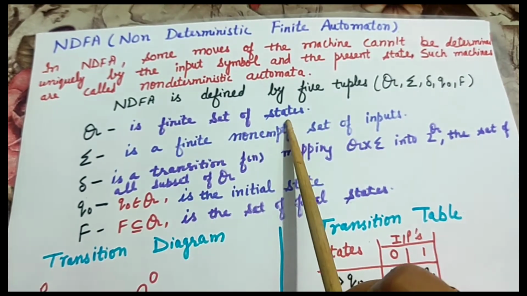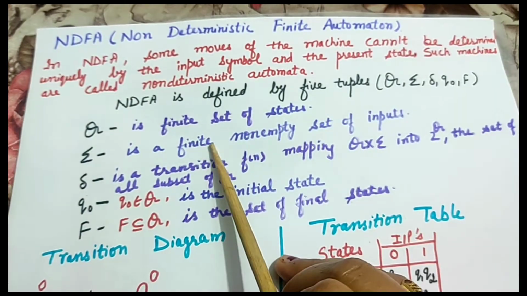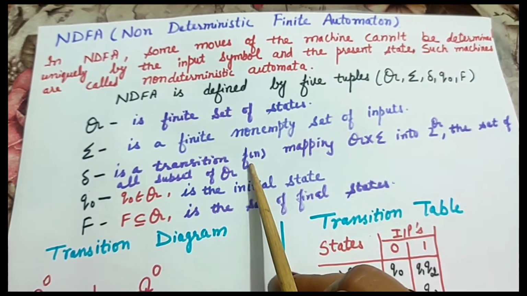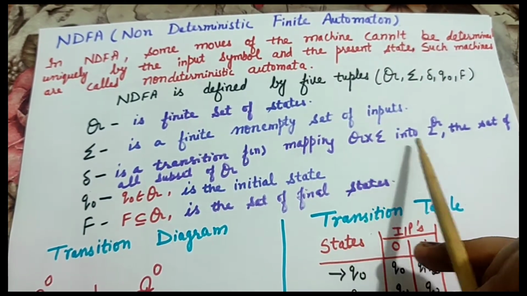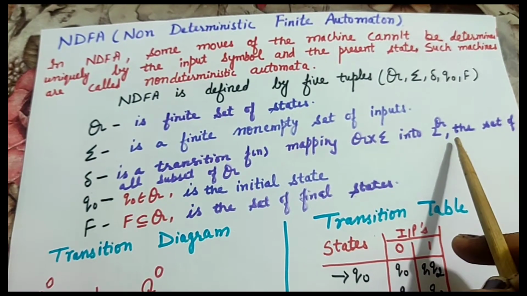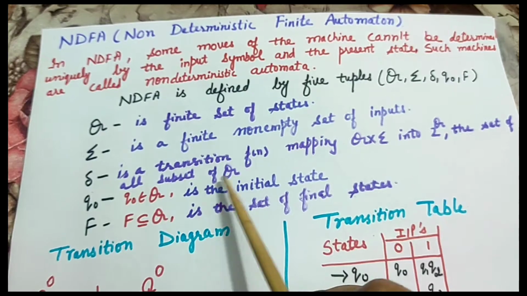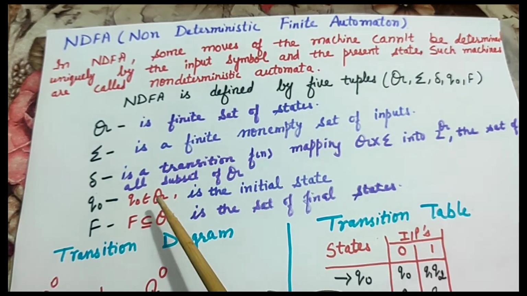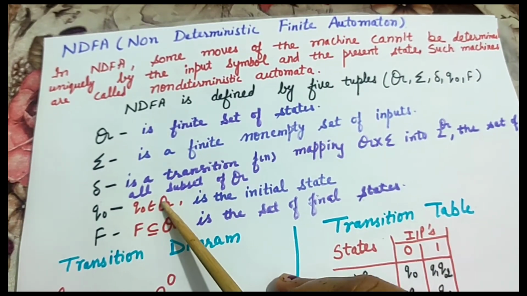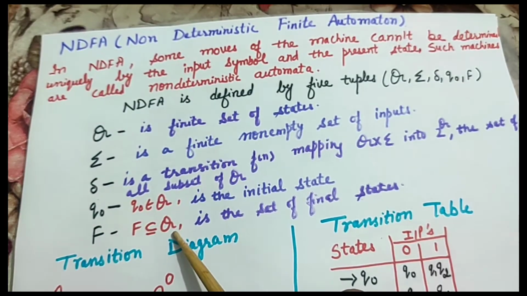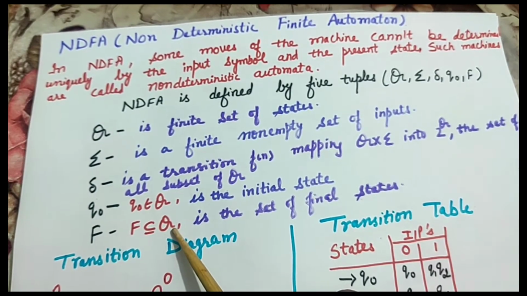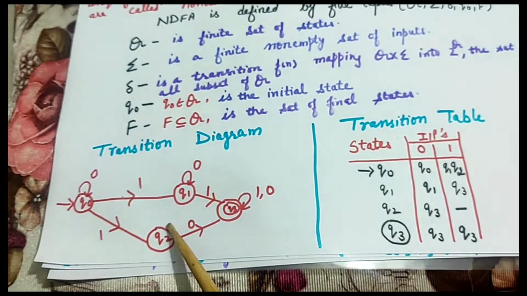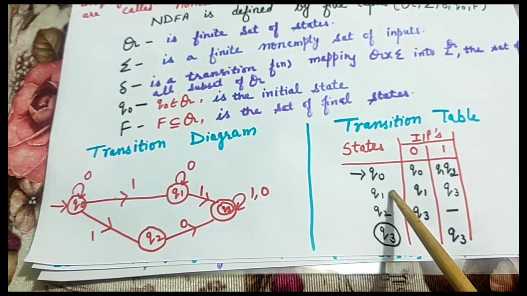Q is the set of states, sigma is a finite, non-empty set of inputs, delta is the transition function which maps Q into sigma into 2 raised to power Q, that is the subset of Q, and Q naught is the initial state, that again belongs to the set of states. F is the final state set, and it is a subset of Q. NDFA can be defined with the help of a transition diagram as well as with the help of a transition table.